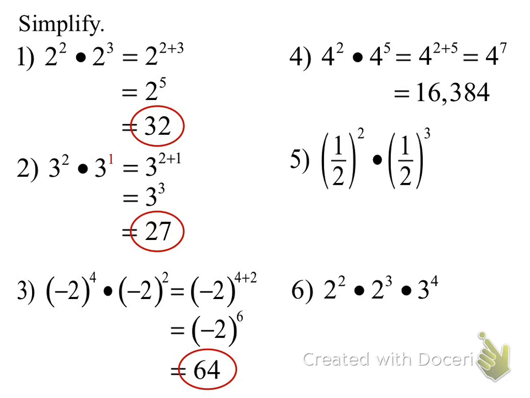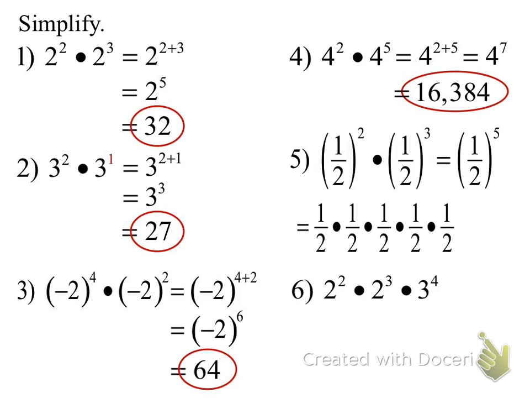Next one, fraction. Who wants to attempt that one? Jamie, go. So 1/2 to the power of 2 times 1/2 to the power of 3 is 1/2 in parentheses to the power of 5. Yep. And then that means 1 is to the 5th and 2 is to the 5th. So I got 1 over 32. Perfect. It's reasonable.